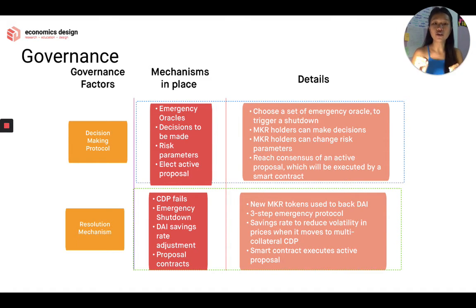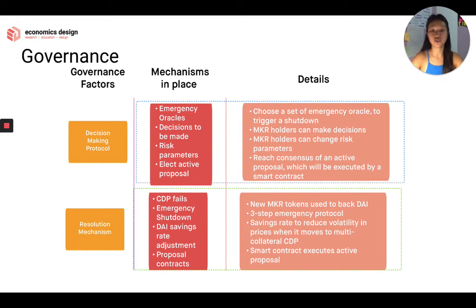So they have to choose a set of emergency oracles when a shutdown happens. A shutdown is where something happens in the off-chain world, like, I don't know, global financial crisis 2.0. And that would absolutely affect the prices of MKR and the whole MKR system. And they have to choose a set of oracles to trigger the shutdown. So which oracles should we trust?